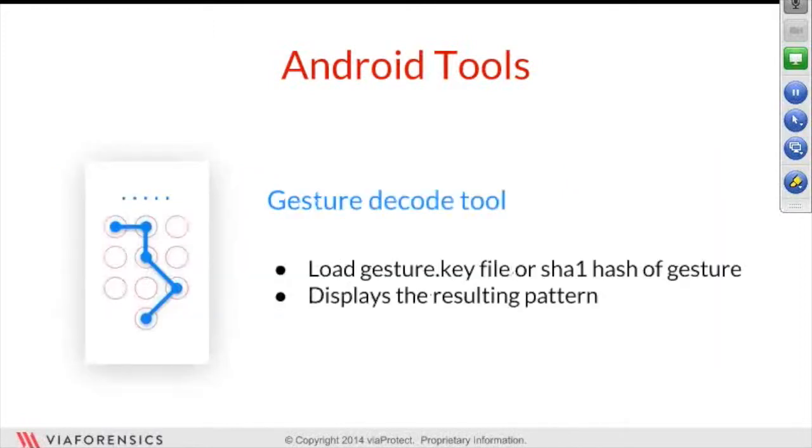Okay. And then we have our gesture decode tool as well. If you can obtain the gesture.key file or the SHA-1 hash of the gesture, either via JTAG or via an ADB pull command on an unlocked rooted device, you can just put that into our gesture decode tool, and then it will display the resulting pattern to unlock the device in the UI.